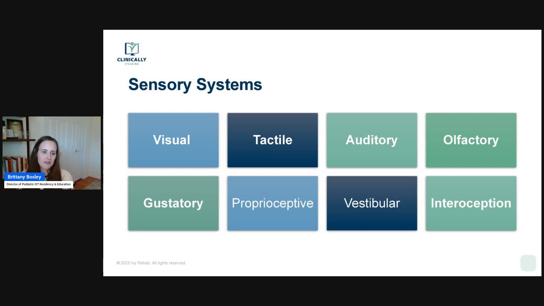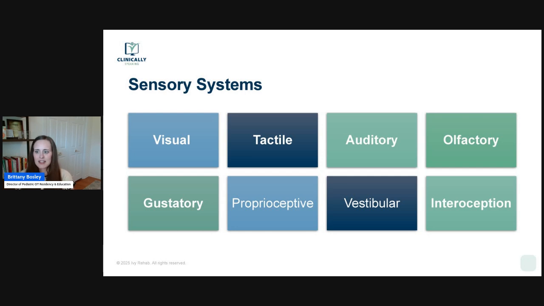So first, let's begin with our visual system, which involves the eyes, the brain, and the brain's ability to interpret light and color. Vision allows us to perceive depth, shape, colors, and movement. And when the visual system isn't working properly, a person might have trouble with tasks like reading, recognizing facial expressions, or navigating through space.